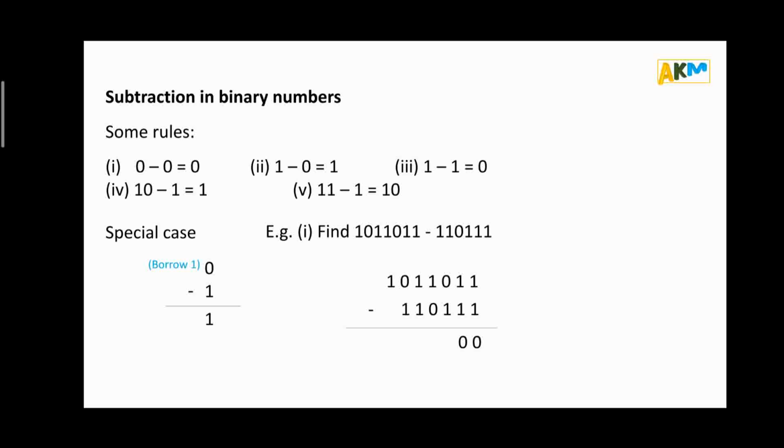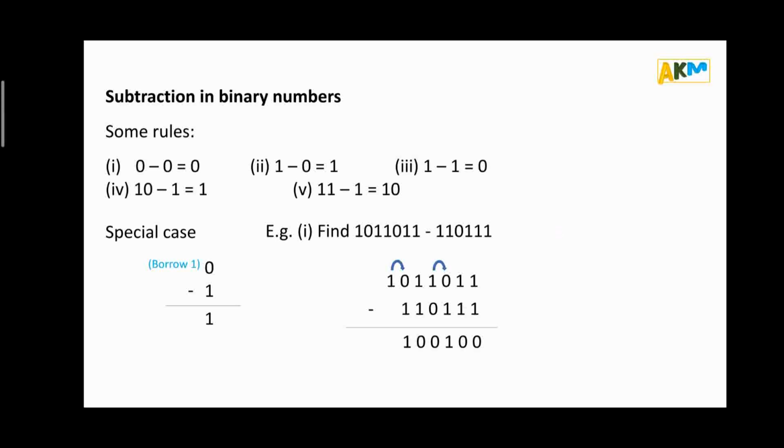So we have to borrow 1 from the left digit, so it will become 10. So 10 minus 1 will be 1, and in the left digit, since we have borrowed 1, it will become 0. So 0 minus 0 is 0, and again 1 minus 1 is 0. Again here comes the special rule, 0 minus 1. So again we will borrow 1 from here, so this 0 will become 10. So 10 minus 1 will be 1. And since we borrowed 1 to the right, the left digit will become 0.